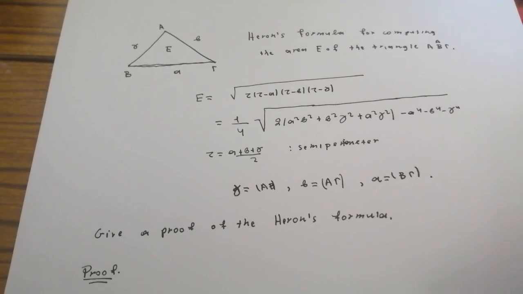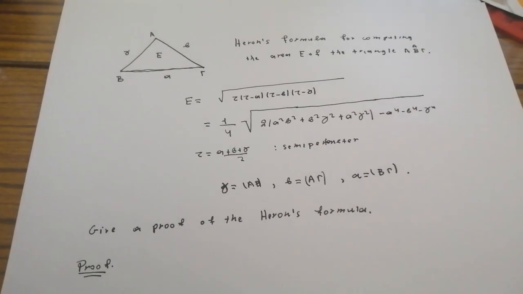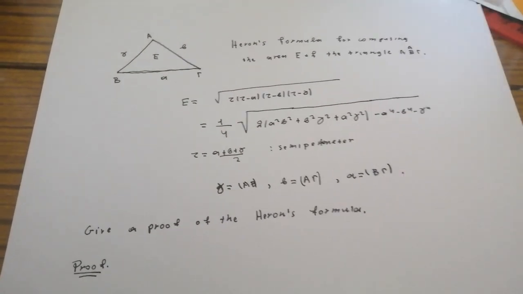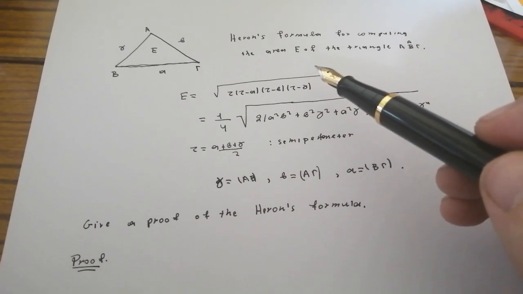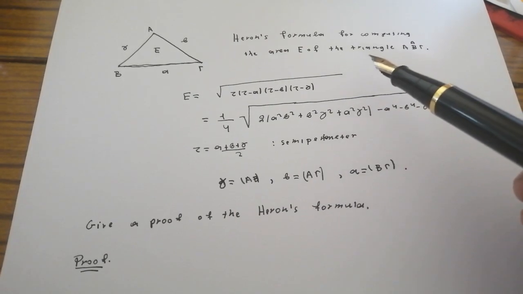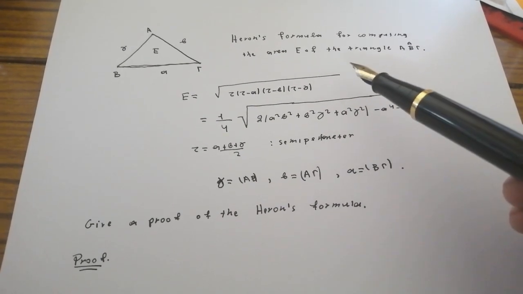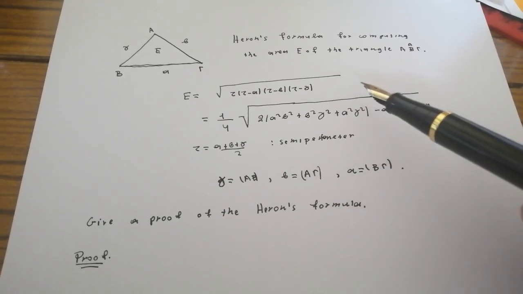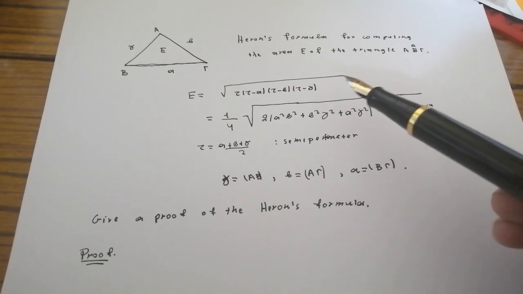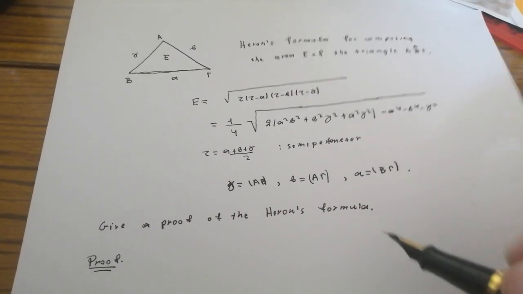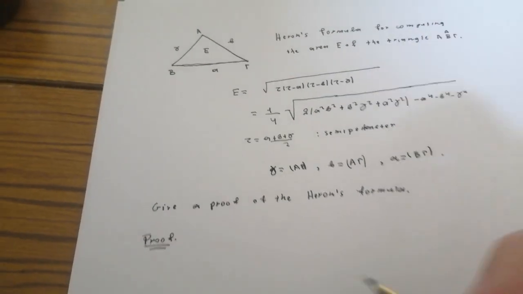In this video we are going to discuss Heron's formula for computing the area of triangle alpha, beta, gamma. In one previous video I showed a computational example using Heron's formula in order to compute the area of a triangle. You can go back to my videos and find the video that I produced using Heron's formula to compute the area of a triangle. Now I'm going to provide the proof.